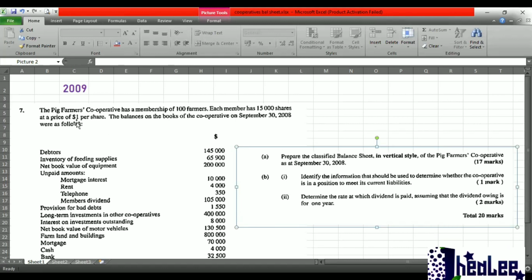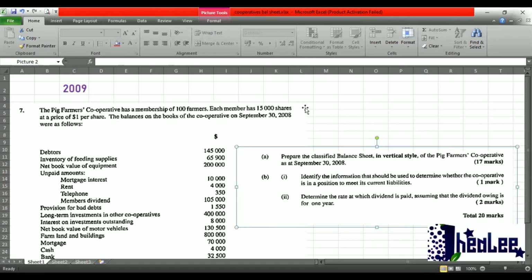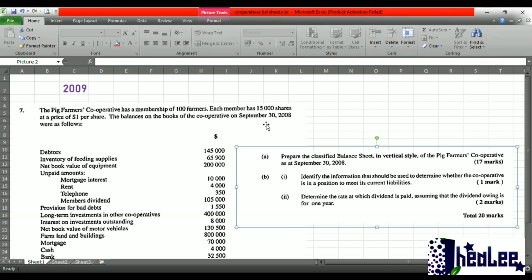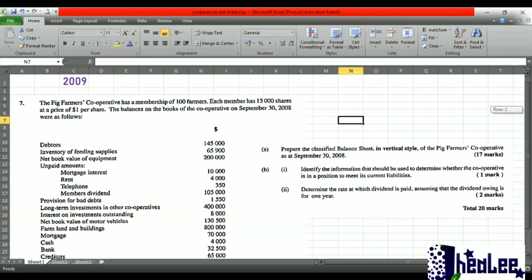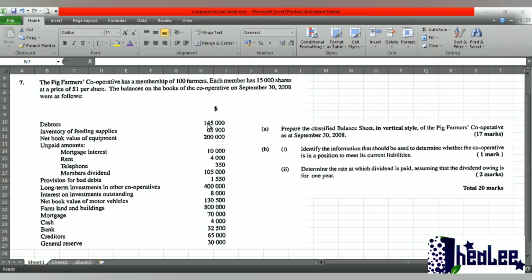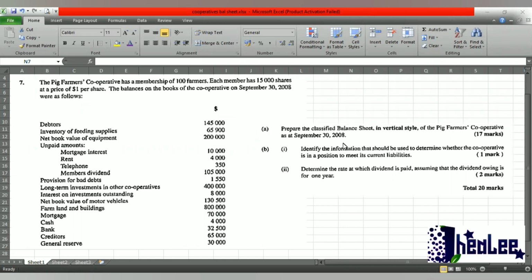The question read, the pig farmers cooperatives has a membership of 100 farmers. Each member has 15,000 shares at a price of $1 per share. The balances on the books of the cooperative on September 30, 2008 were as follows. And we're going to look at each item of the question before we look at what is required.